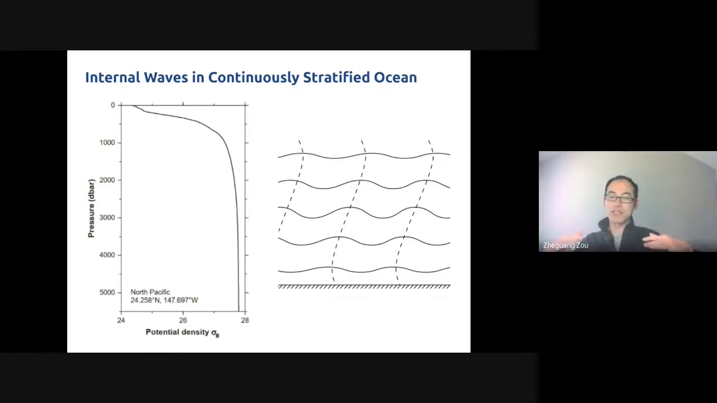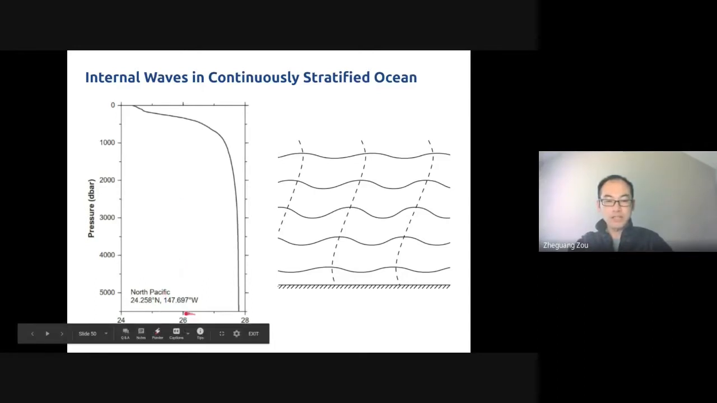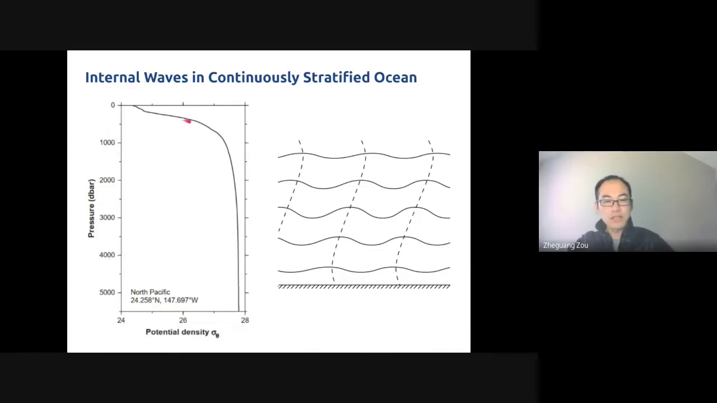We talked about the interfacial internal waves, but in the real ocean, the ocean is not nicely interfaced. It is continuously stratified. So this is the vertical density profile, potential density as a function of pressure. You can see as it goes deeper, we have this quickly changing density gradient. But after that, it's what we call weakly stratified. After that, the density change is not that big; it changes slowly.